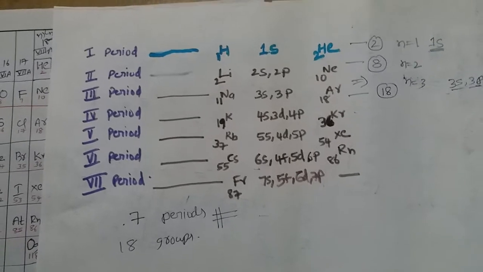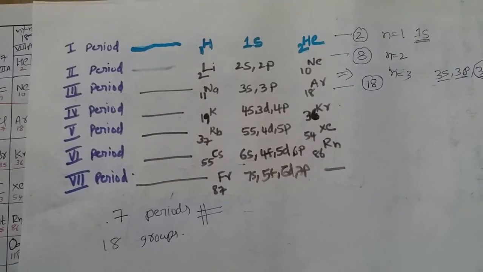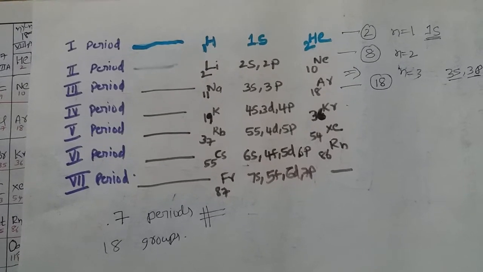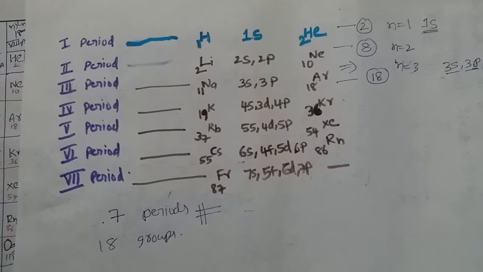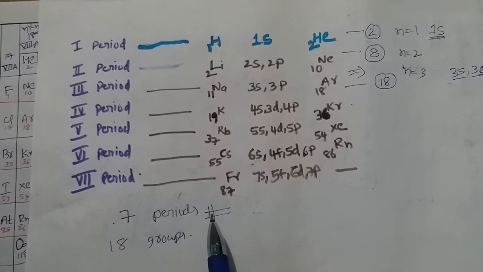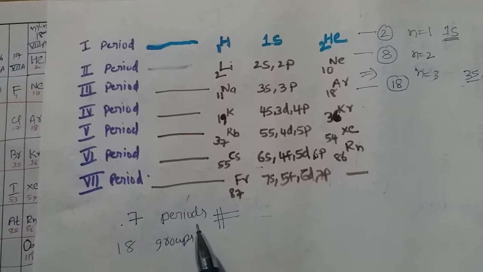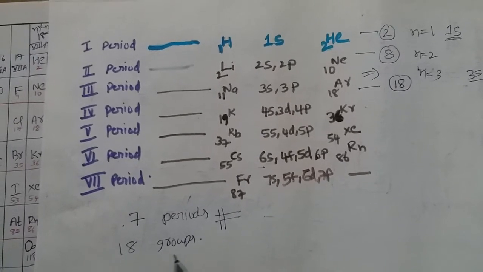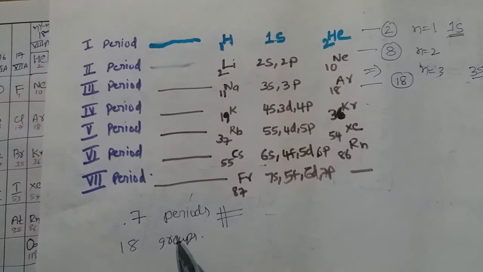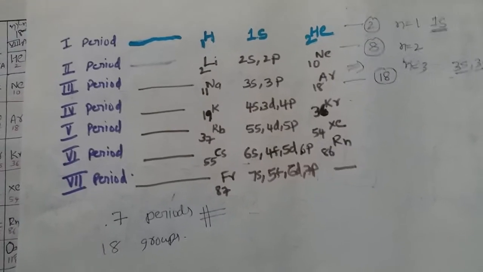Today we are going to recapitulate once again the modern periodic table, which was discussed in the last class. According to it, mostly we have 7 periods, those are rows, and 18 groups, those are vertical columns. In these 7 periods and 18 groups, mostly elements are arranged with respect to the Aufbau principle.